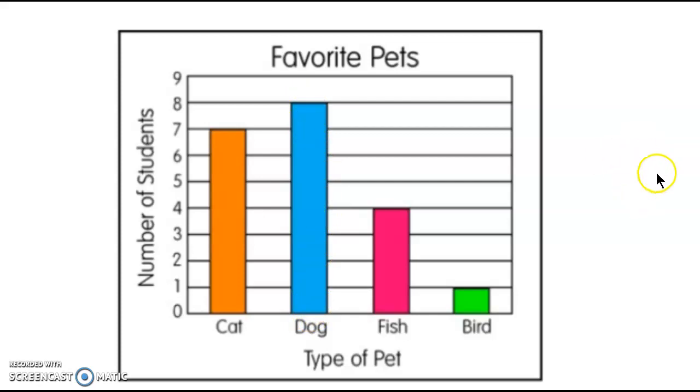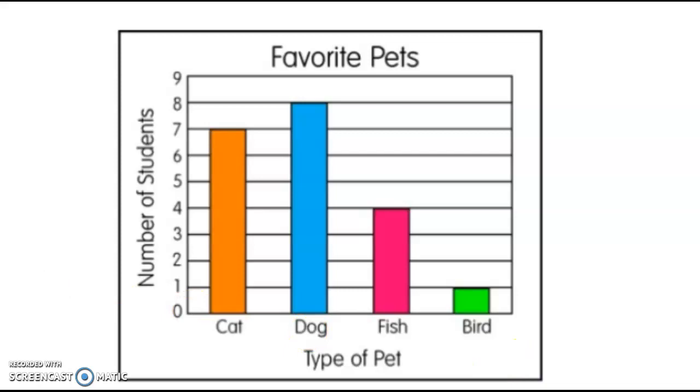Sometimes you might be asked questions about data that is in there that isn't the most or the least. I might just say, out of fish and birds, which pet is the favorite? And so I don't even need to look at the cat or the dog. I'm just looking at fish and birds. Do you know which one is the favorite pet out of fish and birds? If you said fish, you would be right because you're looking at this bar right here.